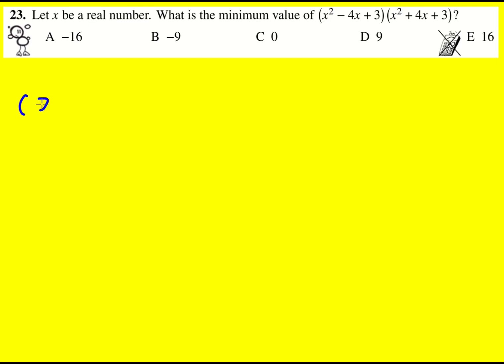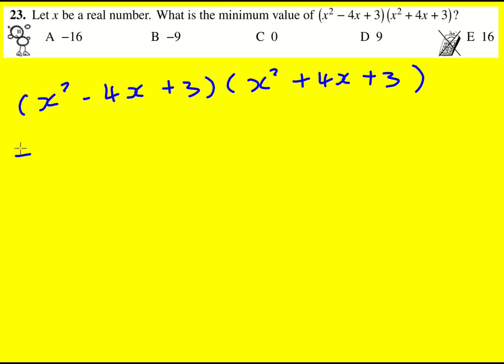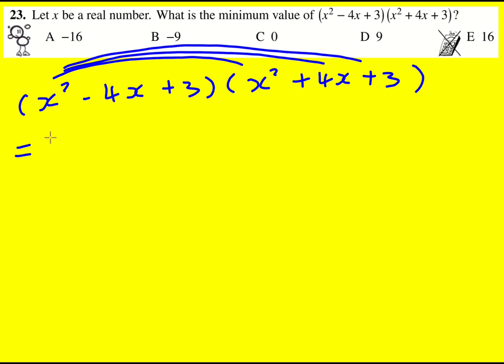Two quadratics multiplied, and we're asked to find the minimum value. So it feels like the best course of action is to multiply this out, especially because one of them has a minus 4x and one of them has a plus 4x. It's going to lead to some cancelling down. So let's do this. Just carefully multiply the terms out, x to the 4, and so on.